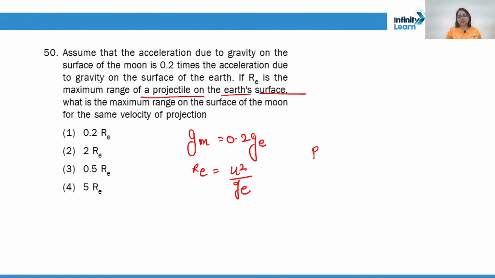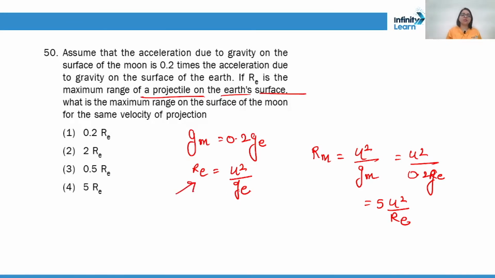So for maximum range on the surface of the moon, it should be u square upon gm, right, which is equal to u square upon 0.2 ge. Okay, gm is 0.2 ge, so it is 5 times u square upon ge, but u square upon ge is the maximum range on the surface of the earth, so rm will be 5 times re, which is option 4.